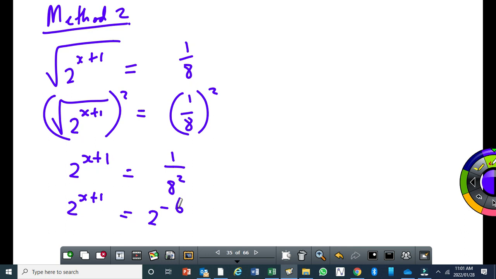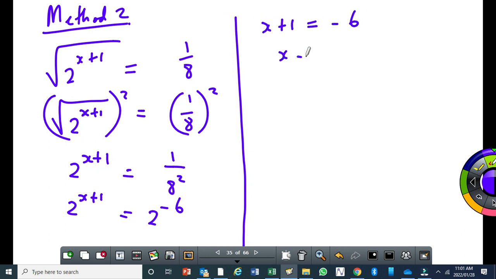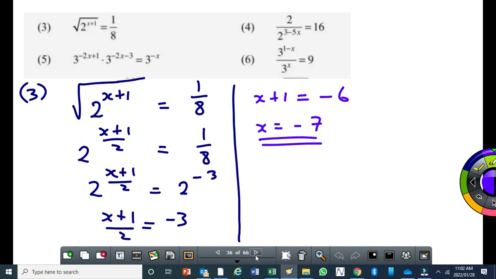64 is 2 to the power of 6. So don't get surprised. Then we drop the base, so we get x plus 1 equal to minus 6. Therefore, x will be negative 7. So that's method 2. So you can do a question like that based on what comes into your mind the first time you see it. I can show you a third way, but I'm not going to do that. So let's move on to the next example.